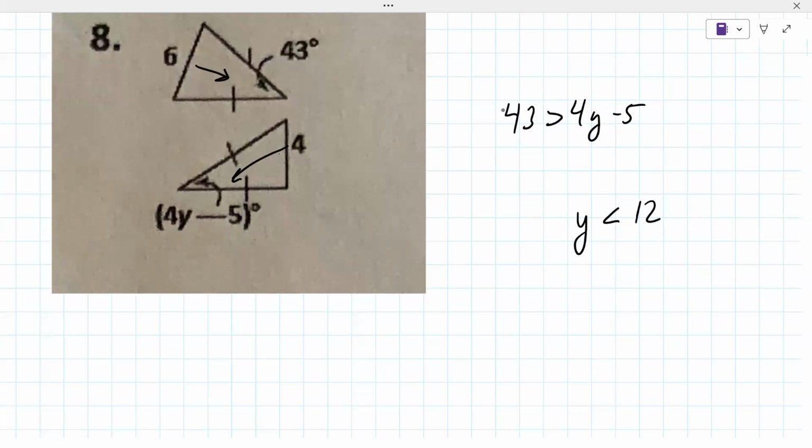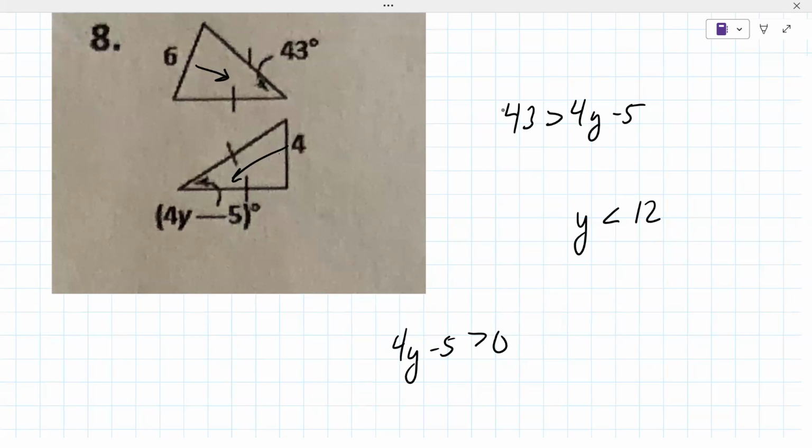Oh yeah, that's right. Okay, now the other side of this is that the angle 4y minus 5 has to be greater than 0. I keep doing that thing where I do it wrong. I guess it's hard to explain.